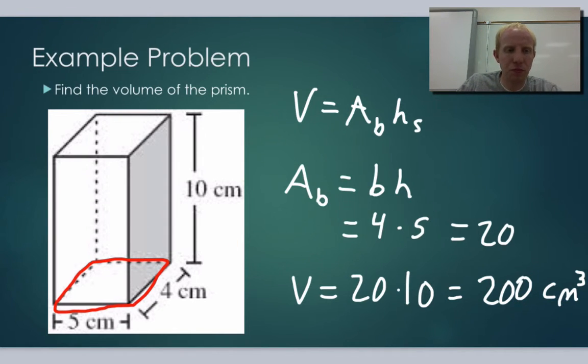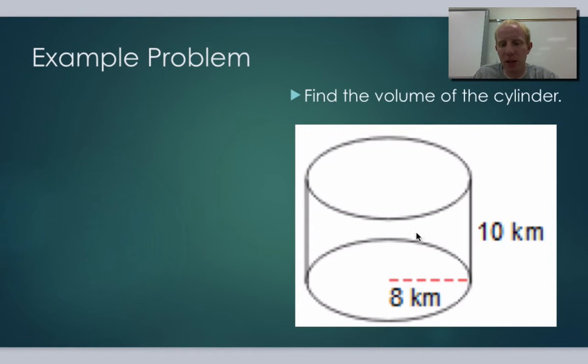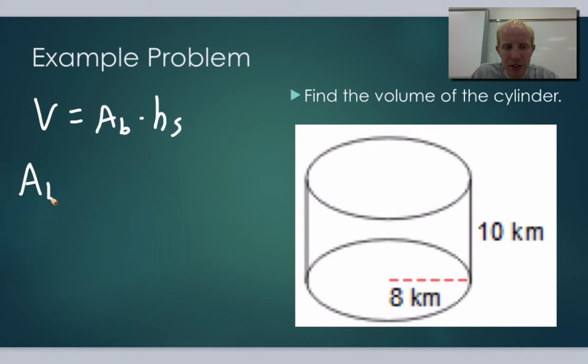Okay, let's go ahead and try another problem, just to make sure we got this down. Let's say we're trying to find the volume of this cylinder. Again, the volume is just going to be the area of the base times the height of the solid. In this case, the area of the base is a circle, so we need to find the area of that circle along the bottom of the cylinder.